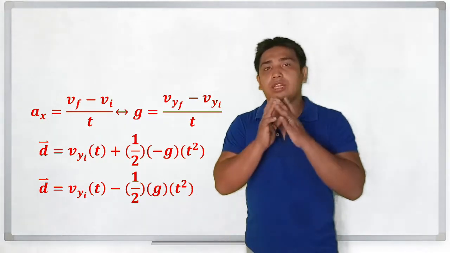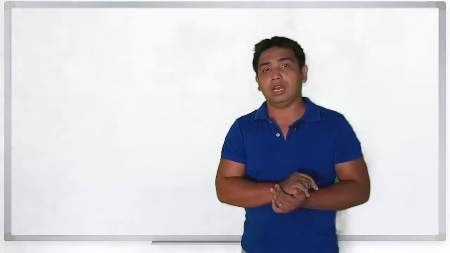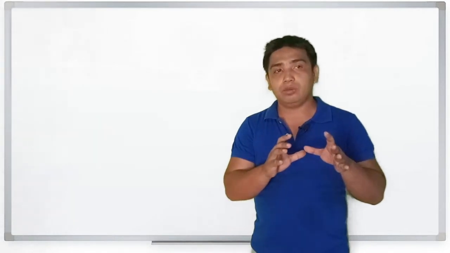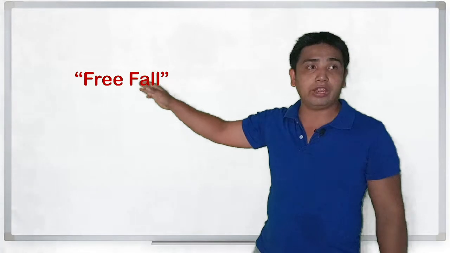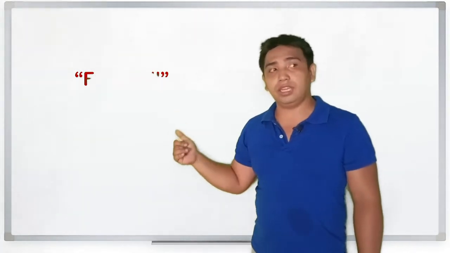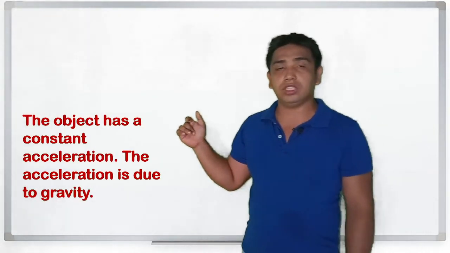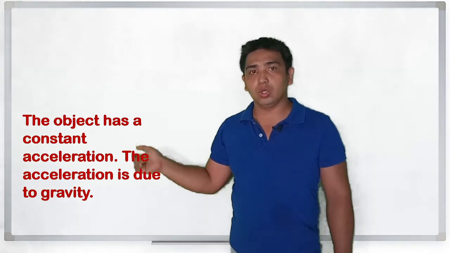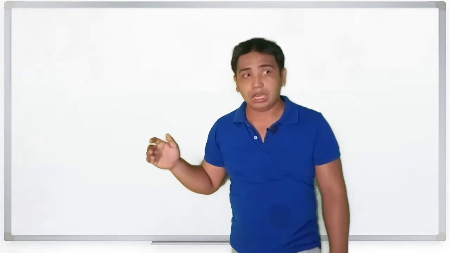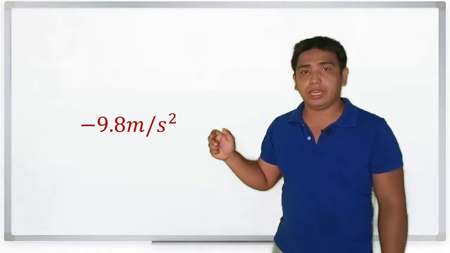It will be helpful if we totally understand the problem before we solve it. The word free fall means that the object has a constant acceleration, and that acceleration is the acceleration due to gravity. So all throughout, the value of the acceleration is not changing, and that is negative 9.8 meters per second squared.